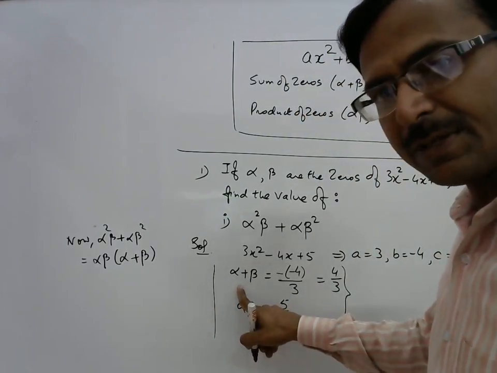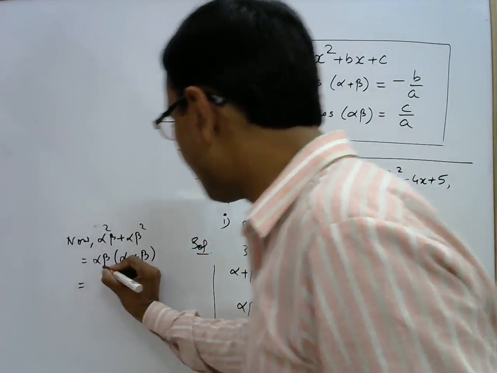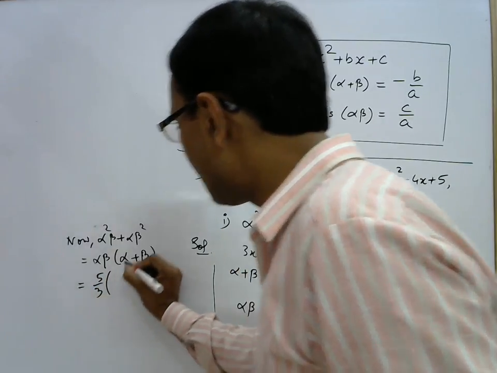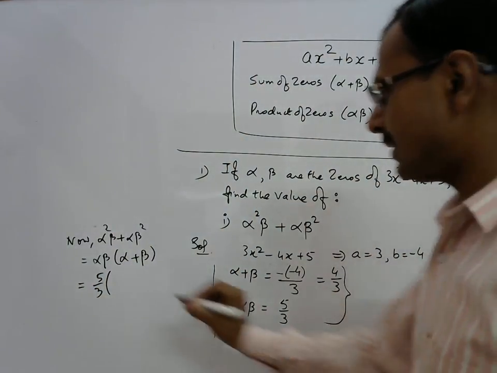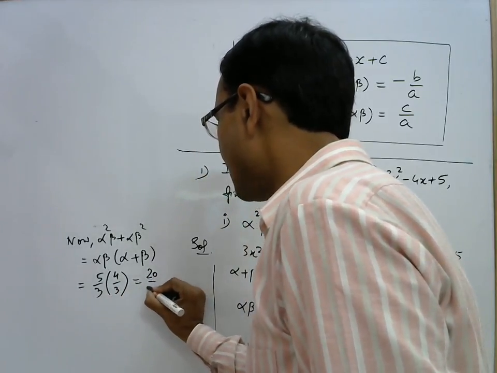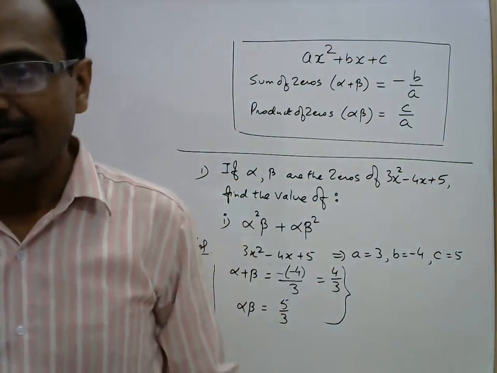The value of alpha plus beta is 4 by 3. So substitute the value of alpha beta, it is 5 by 3. And multiply by alpha plus beta, it is 4 by 3. So just multiply the two, you get 20 by 9 as the right answer, which many of you have already given the answer.